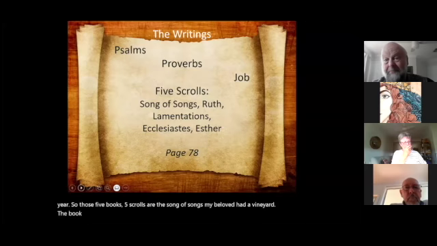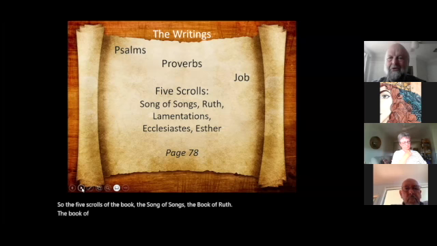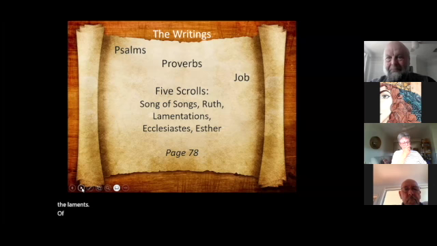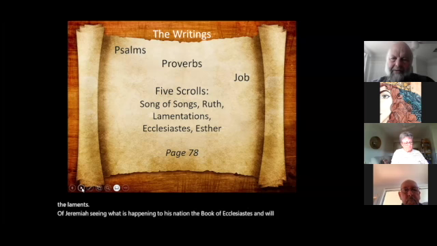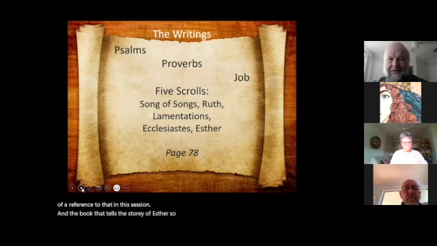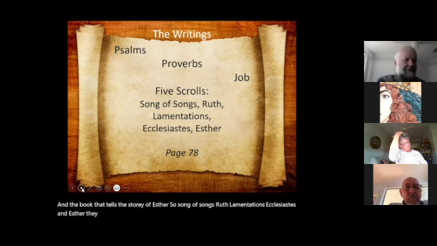Ruth. So the five scrolls are the Song of Songs, the book of Ruth, the book of Lamentations, which is attached to Jeremiah, and it's really a poetic expression of the laments of Jeremiah, seeing what is happening to his nation. The book of Ecclesiastes, and we'll make a bit of a reference to that in this session. And the book that tells the story of Esther. So Song of Songs, Ruth, Lamentations, Ecclesiastes, and Esther. They are the five scrolls.